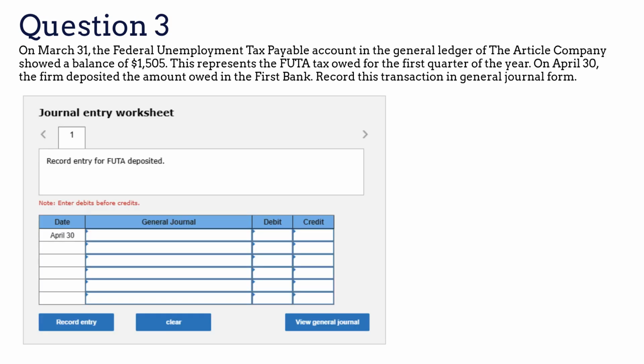In question number 3, the article company owes money for federal unemployment tax of $1,505. The company is now paying the amount due, and your task is to record the payment in the general journal. Just like we have done before, start by analyzing the transaction and identifying what accounts increased or decreased, what account type these accounts are, and whether the account types increase or decrease with debits or credits.